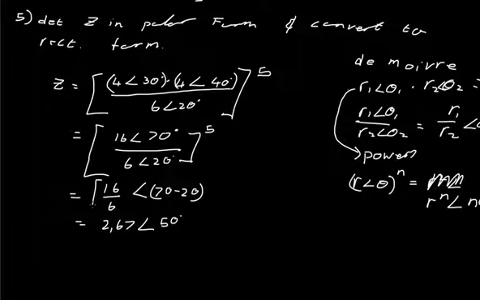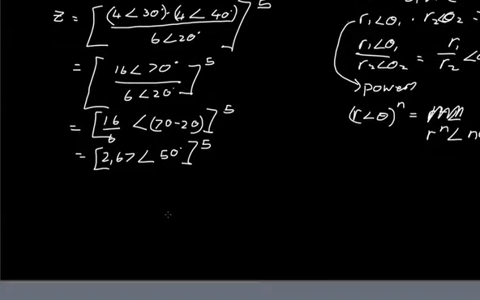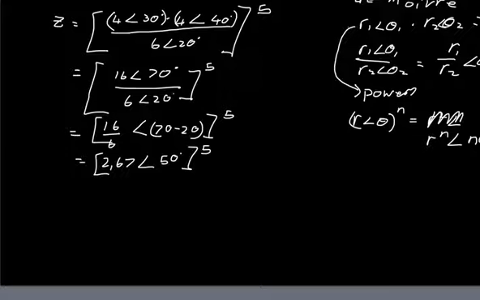Okay, and once again, I keep doing it. Don't forget to carry your power of 5. That never disappeared. Now we've just got to take this number inside the brackets to the 5th power. So we're going to use De Moivre's last rule, which says R angle theta to the n is equal to R to the n angle n theta. So that's equal to 2.67 to the power 5 angle n theta, which is 5 times 50.